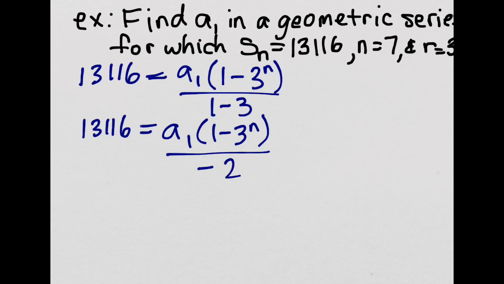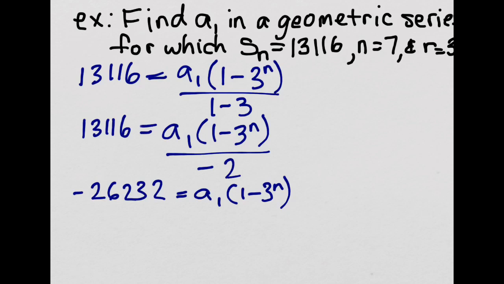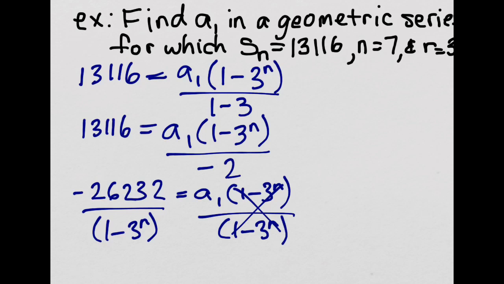Alright, now let's go ahead and multiply both sides by negative 2. So that's negative 26,232 is equal to a1 times 1 minus 3 to the n. Okay, to get a of 1 by itself, we'll need to divide both sides by 1 minus 3 to the n. Okay, and now we've got a alone. However, this doesn't really help us. It doesn't tell us what our first term is because we've still got this n that we don't know the value of.